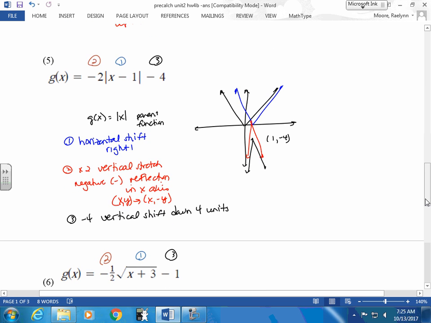All right. This one has a little busy stuff going on. Inside the absolute value first, order of operations. I horizontally shift right 1. Then I come out.